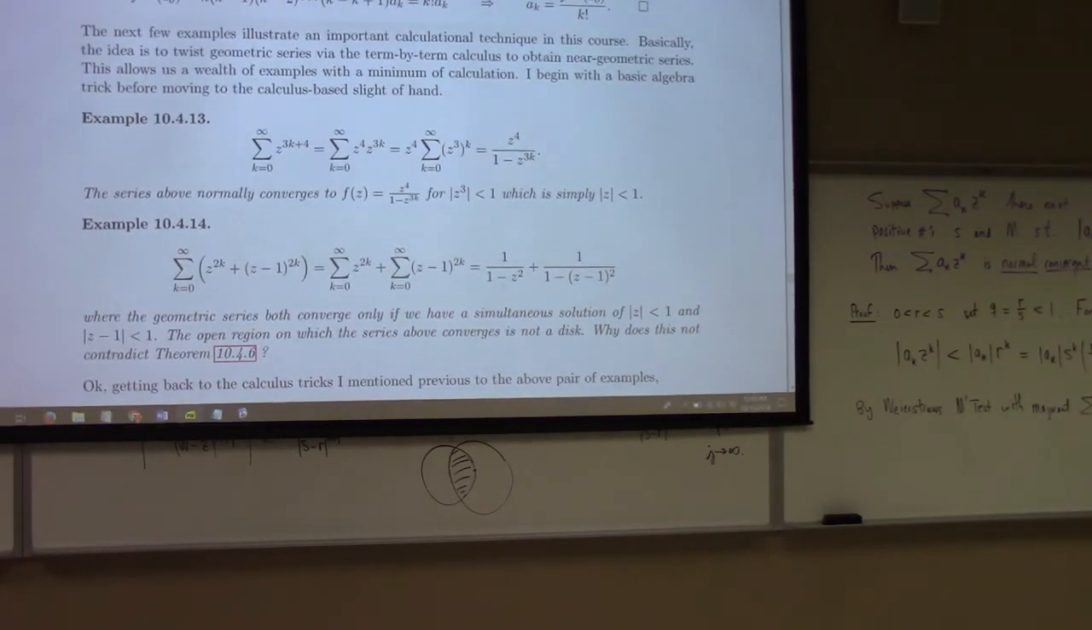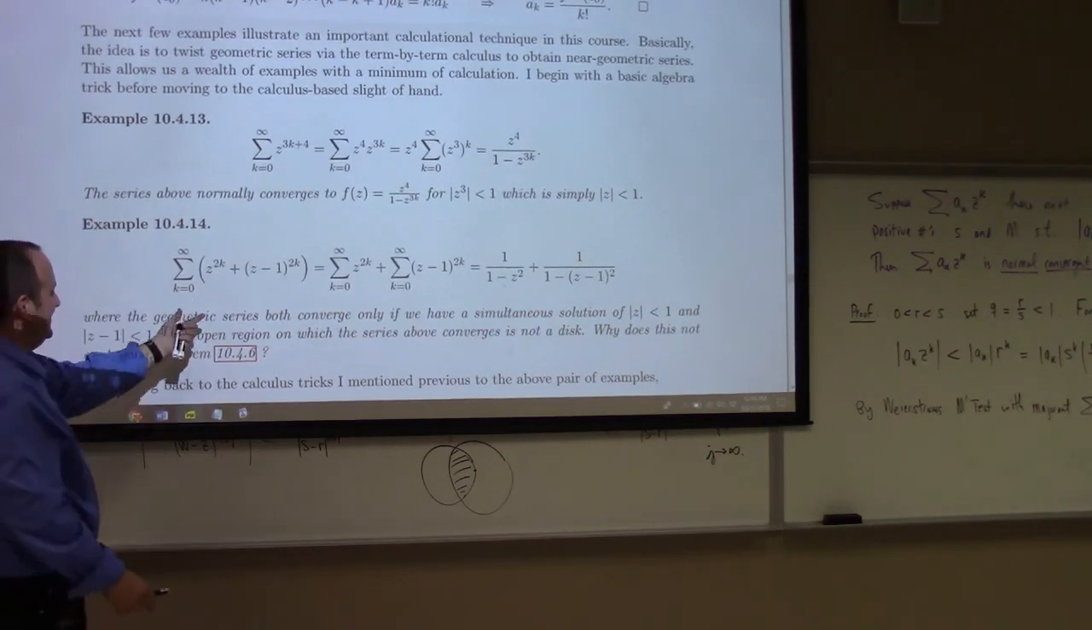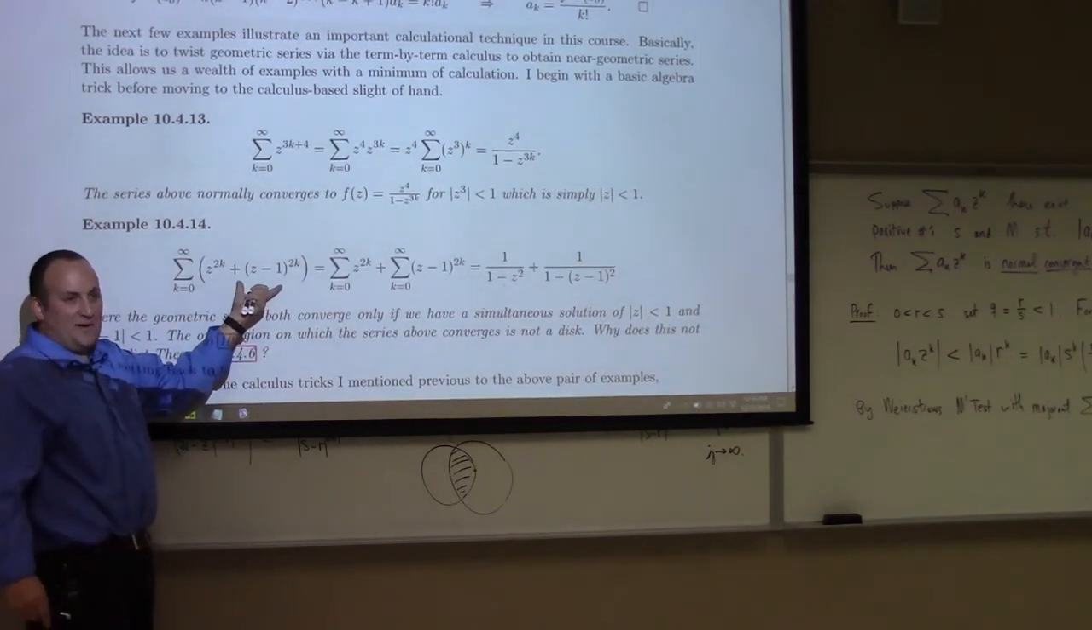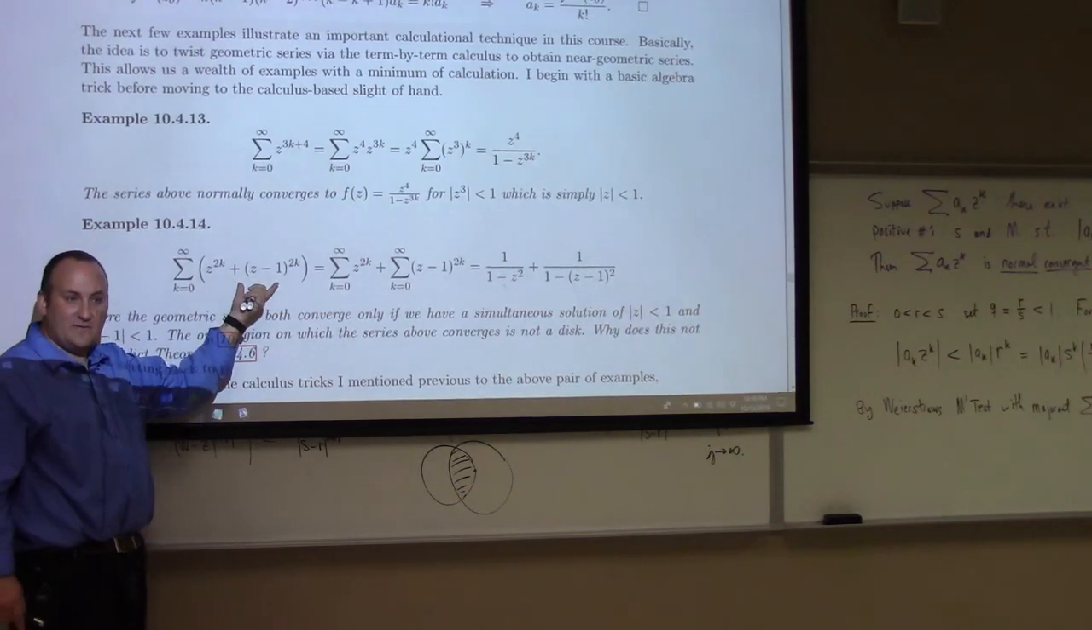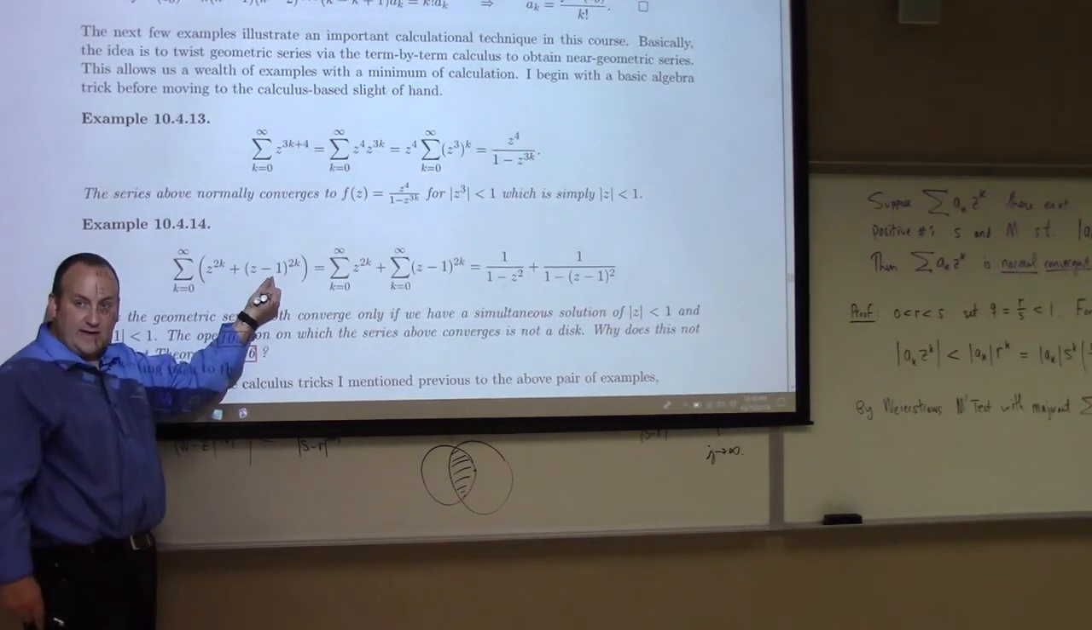Why does this not contradict what I just proved, that the power series has a disk of convergence? Right. So Sam has caught me. This is a sum of power functions, but this is not a power series. A power series has to have the form a sub k, z to the k.